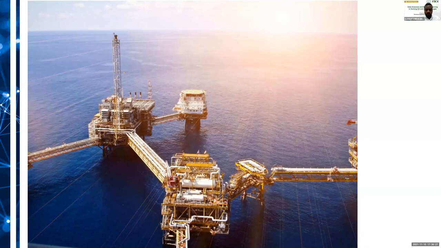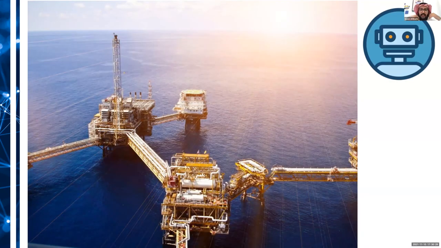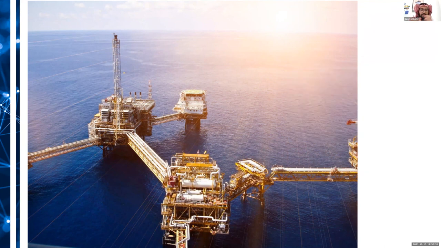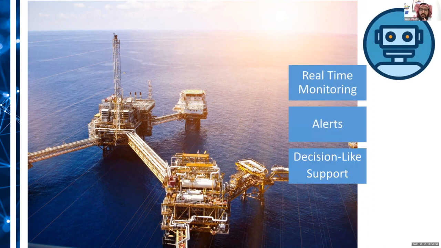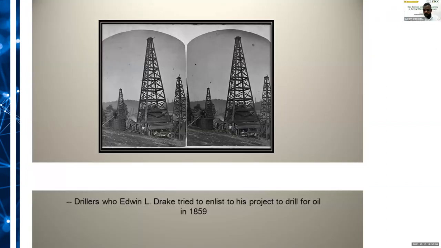Moving to the production side, it is really a nightmare to deal with a massive amount of data. So having an AI agent will help in doing real-time monitoring, set alert for abnormality, and help to move to decision support information to ensure a really good production rate and ensure everything is smooth from that side.